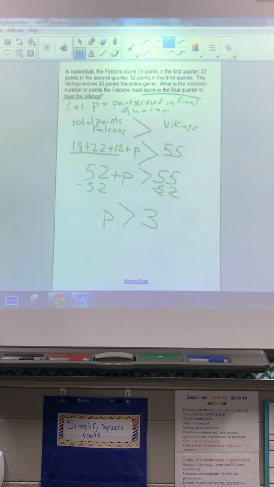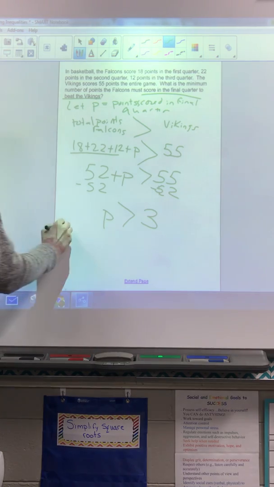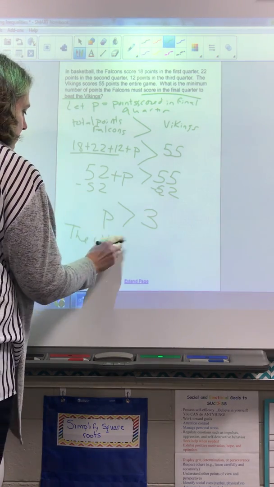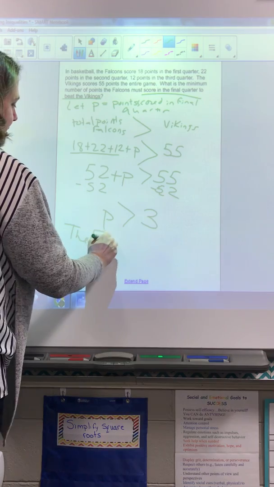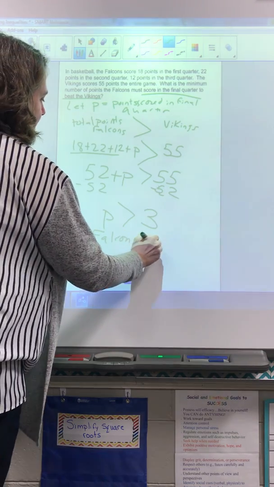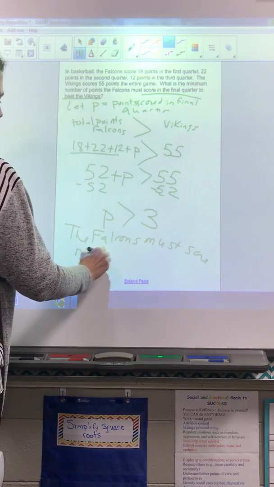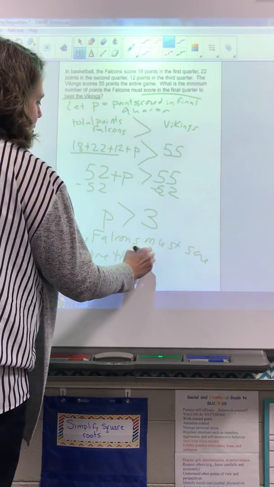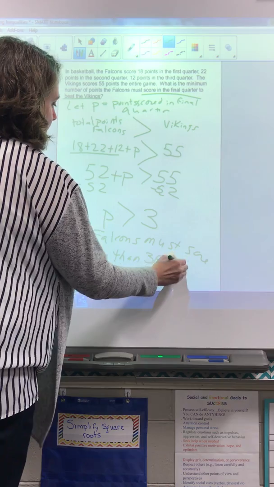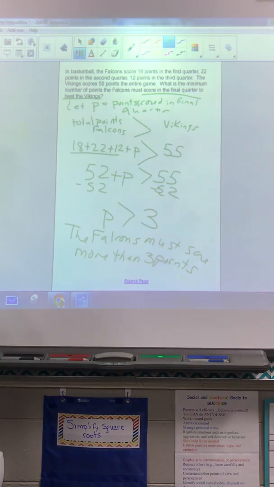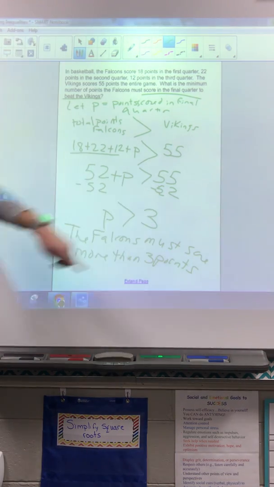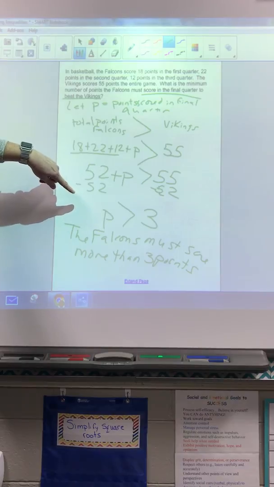I have to write my sentence. The Vikings, oh, that's wrong. The Falcons must score more than 3 points. The Falcons must score greater than 3 points.